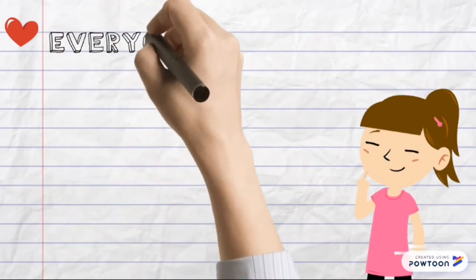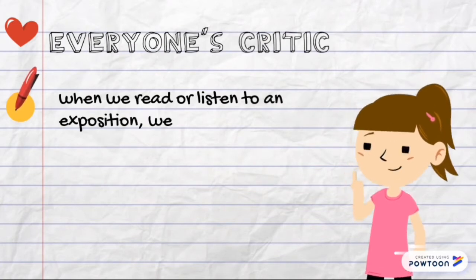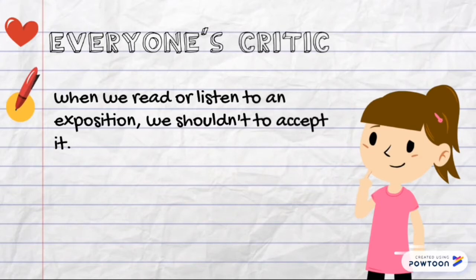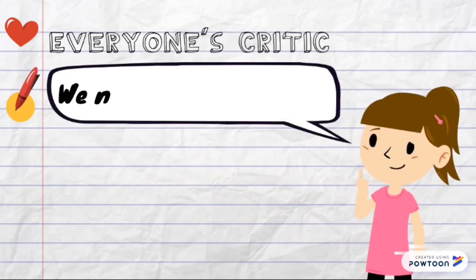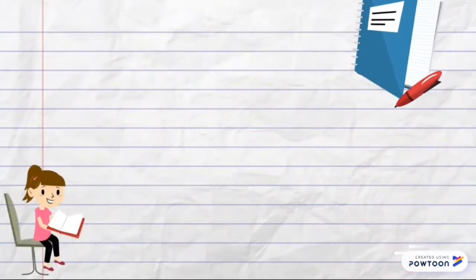Then, when we read or listen to an exposition, we are receiving the author's point of view. But we shouldn't accept something just because it is said or written. Before deciding whether we want to accept that point of view, we need to be critical. So, here are several aspects that we need to consider if we want to be critical of an exposition text.